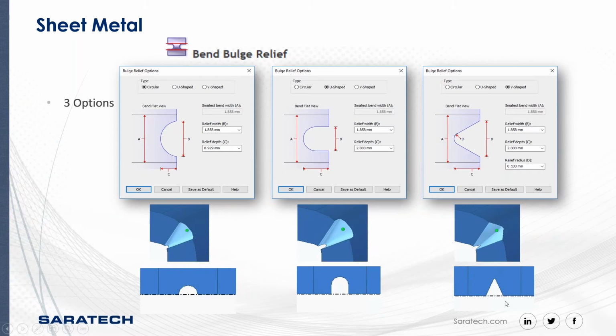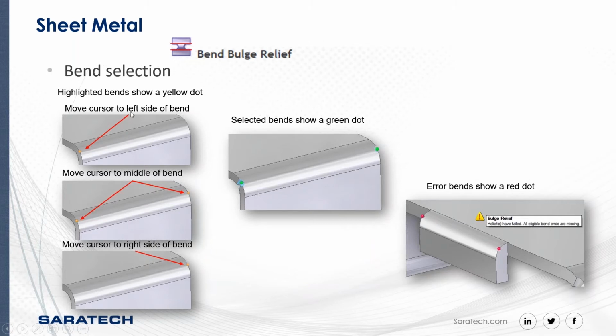And then with the bend bulge release, it shows me here, I can move my cursor to the left of the bend and it will highlight that to the middle or the right side. Okay, if it's a good bend, it's going to highlight in green, which you can see there, it had a nice green relief. And if it's bad, here, this is telling me I need a relief.